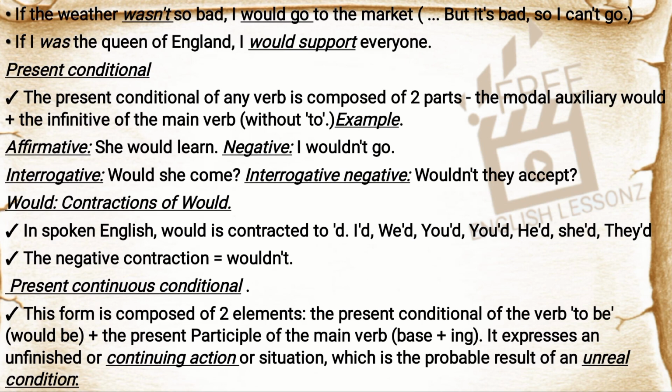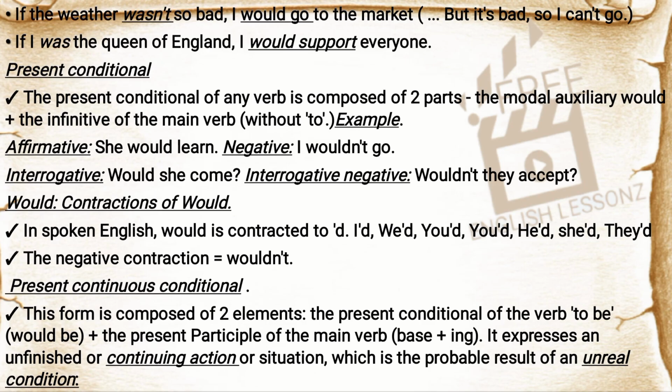Present conditional. The present conditional of any verb is composed of 2 parts, the modal auxiliary would plus the infinitive of the main verb, without to. Example. Affirmative, she would learn. Negative, I wouldn't go. Interrogative, would she come? Interrogative negative, wouldn't they accept?